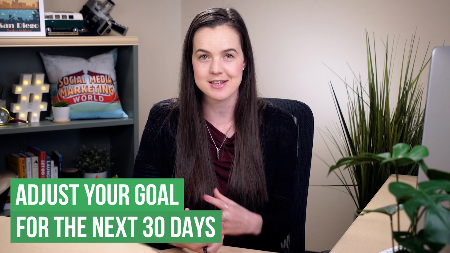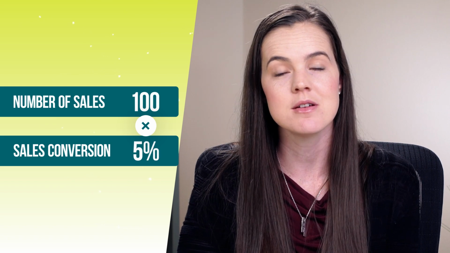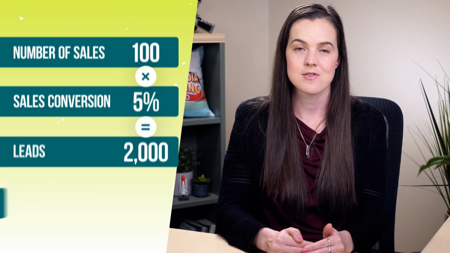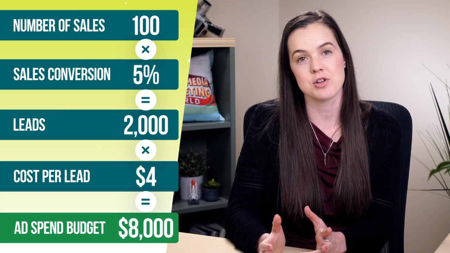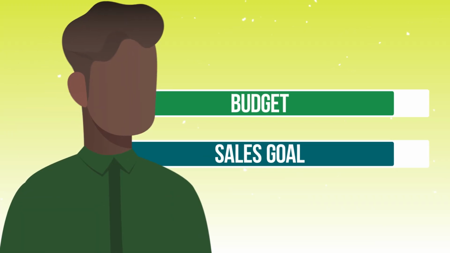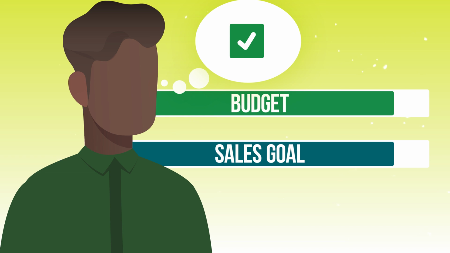So let's say instead of selling 10 of those courses, you put your goal as 100. You want to do $100,000 in the next 30 days selling those courses. You would say, I want to sell 100 courses. At that 5% sales conversion, that means you need 2,000 leads. At that $4 cost per lead, our ad spend would then be $8,000. And you keep playing with these numbers until your budget aligns with your sales goal and is something you're willing to spend based on where you're at today in your business.